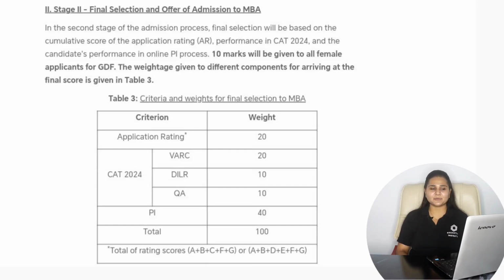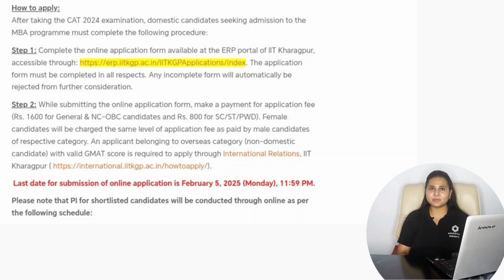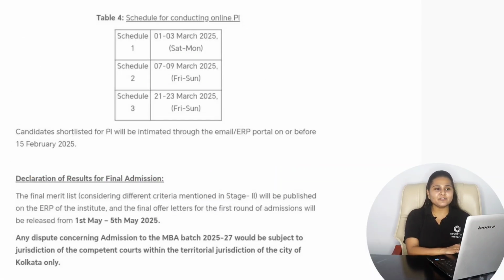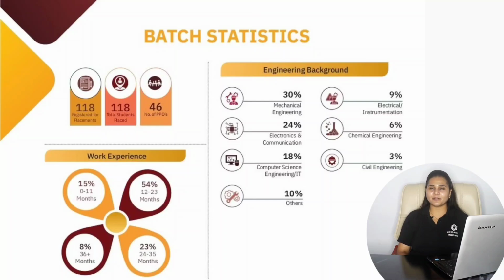the IIT Kharagpur. If we consider the schedule for conducting the personal interview with the Indian Institute of Technology Kharagpur, then schedule 1 will be from 1st to 3rd March, schedule 2 will be from the 7th to 9th March, and schedule 3 will be from 21st to 23rd March, and this way your personal interview will be conducted in the month of March. So this is all about the overall admission process with the Indian Institute of Technology Kharagpur.